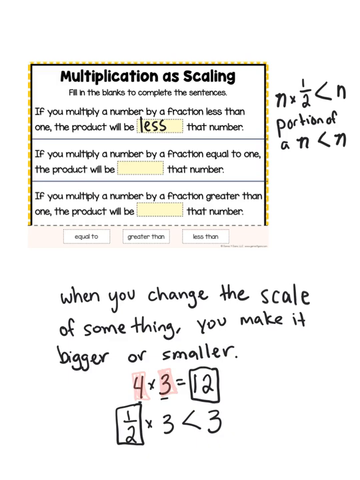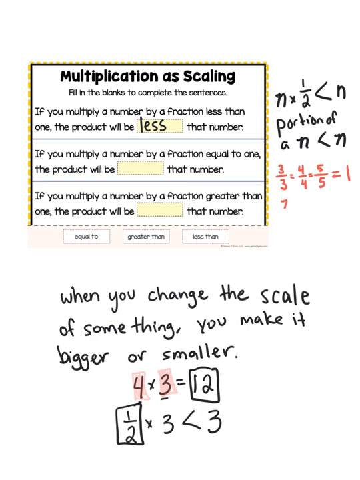Now let's look at the second item here. If you multiply a number by a fraction equal to 1, the product will be blank that number. Now on your practice sheet, they gave you some examples to kind of investigate this skill, and the examples were fractions equal to 1, like 3/3, 4/4, 5/5. These are all fractions equal to 1 whole.